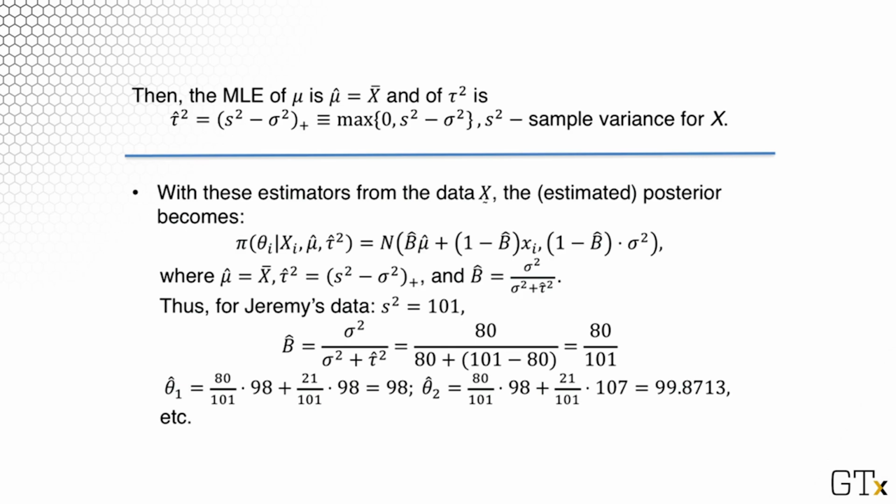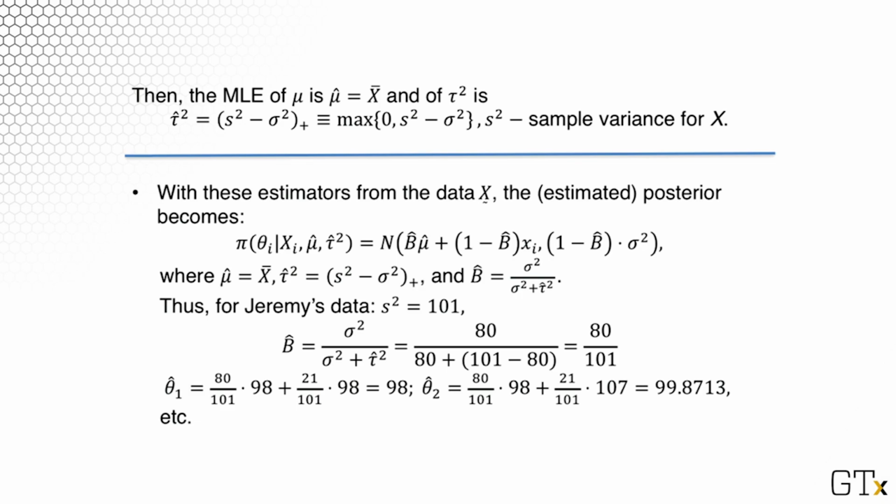And with these estimators, we now find the posterior. The posterior for a particular theta_i, given x_i and given these estimators, is simply the posterior for the conjugate family. But here we plugged in x bar for mu and s squared minus sigma squared for tau squared.